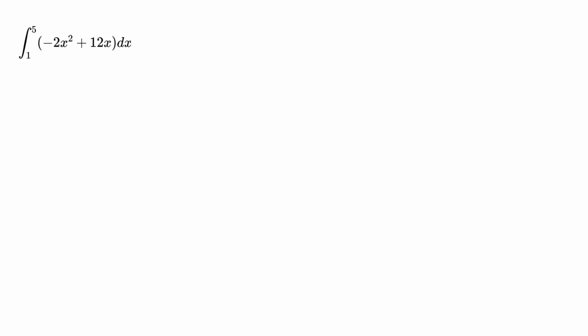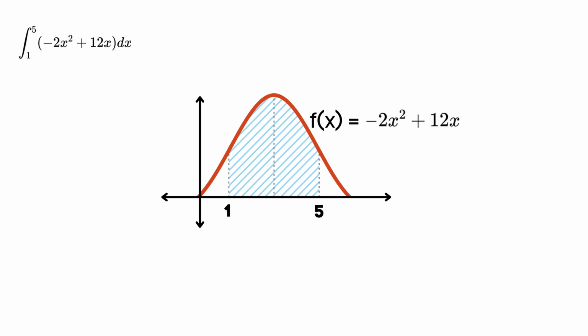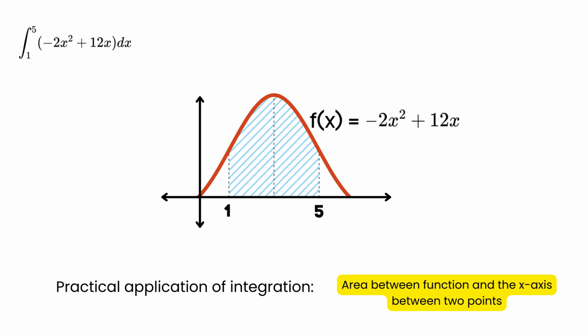Now, what this answer means becomes clear when we sketch the function they gave us to integrate. If we sketch the function between the little numbers that come with the integral, it looks like this. Here's the meaning of integration. It gives us the area between the function and the x-axis. So the shaded region between 1 and 5 is exactly what our integral refers to, and we've just worked out the area of that shaded region as 61.33 square units. That's the practical application of integrals.